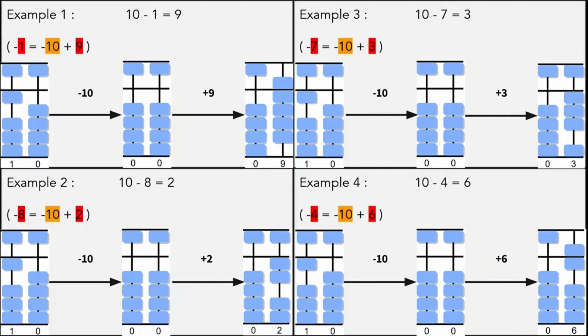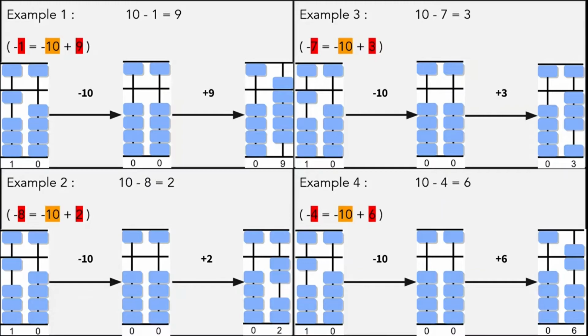In example 2, 10 minus 8 gives us 2. And removing 8 is the same as removing 10 and then compensating back by adding 2, because I have subtracted too much. Therefore, 10 minus 8 is equals to 10 minus 10, which gives us 0, and then adding back 2 again, which gives us the final answer of 2.